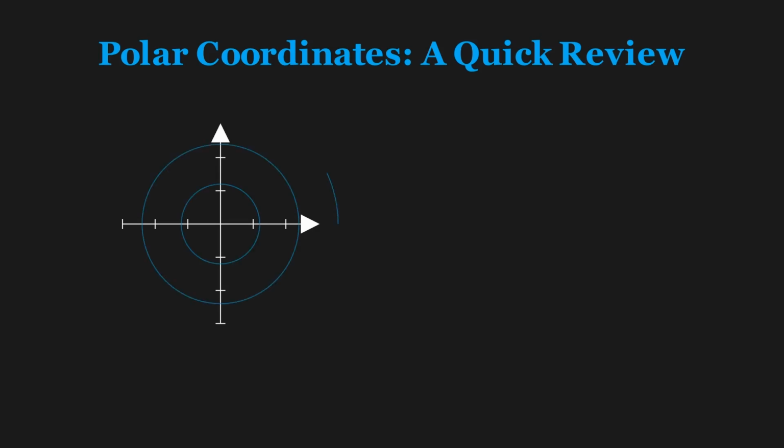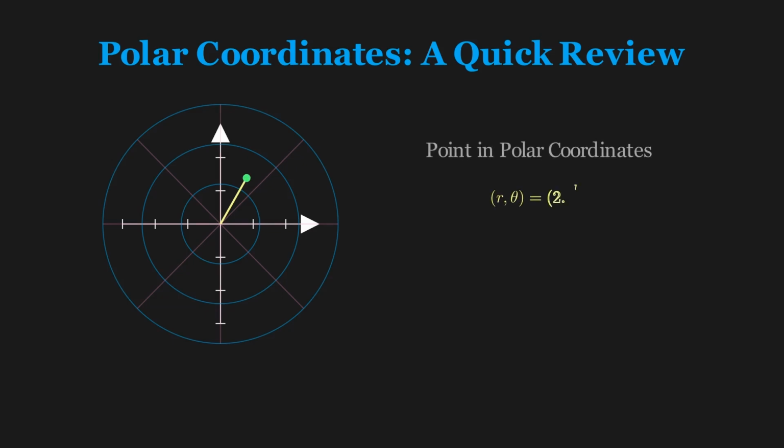Here is the polar coordinate system. We have circles for constant r values and lines for constant theta values. The grid structure is important for understanding how we break down regions for area calculations. Let's look at a specific point with polar coordinates 2, pi over 3. Using our conversion formulas, its Cartesian coordinates are 1, root 3. The radius r gives us the distance from the origin and theta gives us the direction.